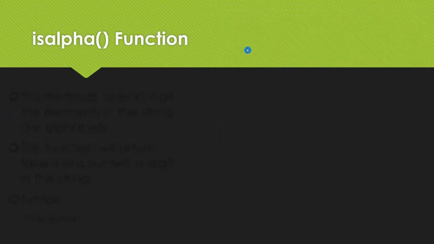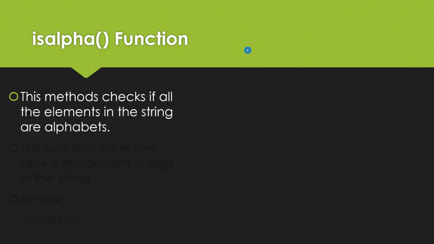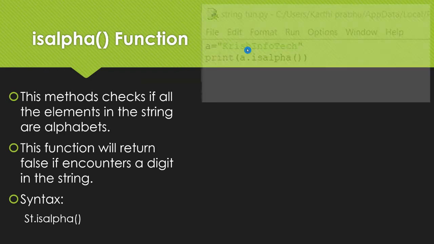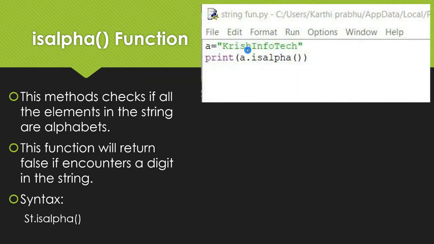And the next function is the isalpha function. It checks whether the string characters are all alphabets or not. This function will return false if it encounters even a single digit, even a single number in your particular string. The syntax is variable.isalpha(), open and close bracket. For the example, here I'm giving all the characters as alphabets. Even if you leave a single space, it will return false. That is the main thing over here.